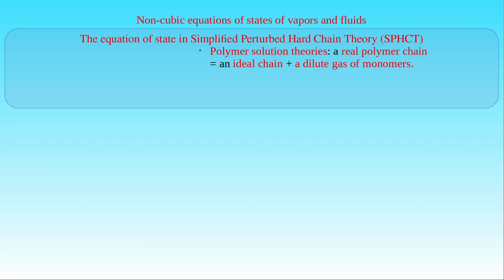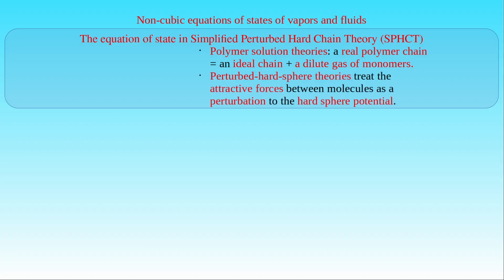The core idea of perturbed hard sphere theories is to treat the attractive forces between molecules as a perturbation to the hard sphere potential, which simplifies calculations while still capturing essential fluid behavior. In the simplified perturbed hard chain theory, a simple analytical equation for chain-like molecules interacting with square well potential is derived by replacing the complicated attractive term in the perturbed hard chain theory.